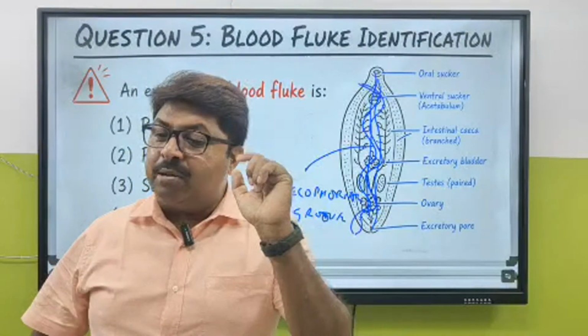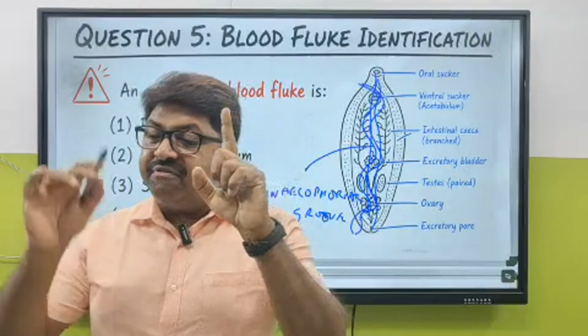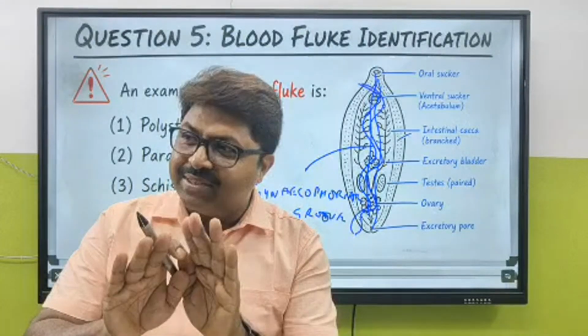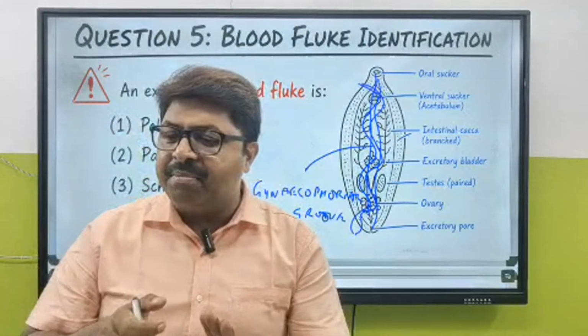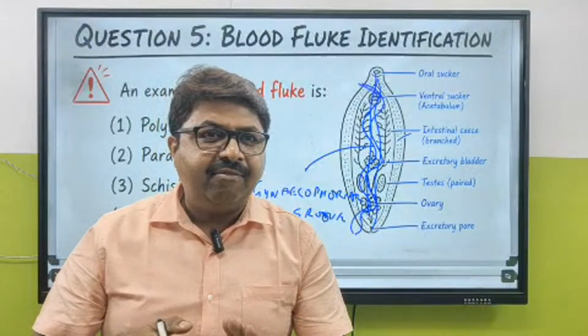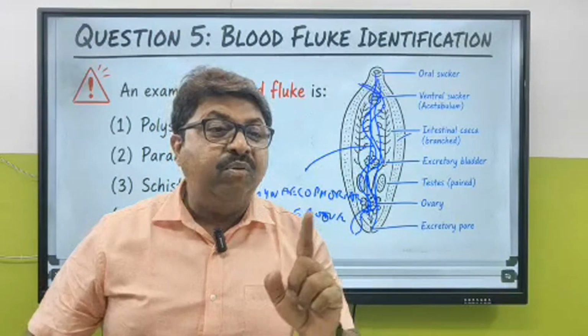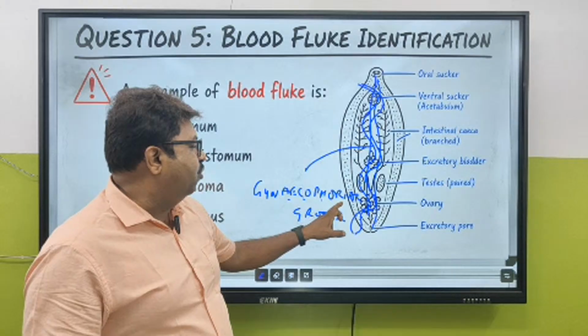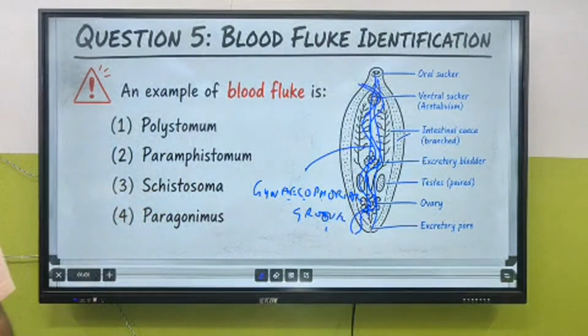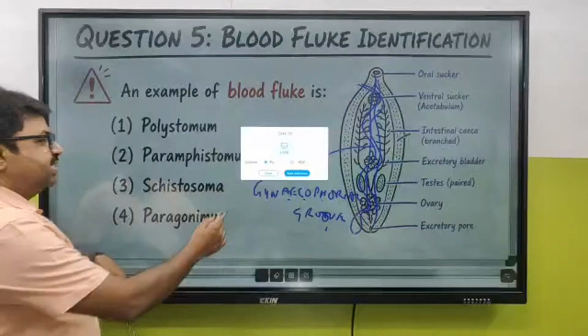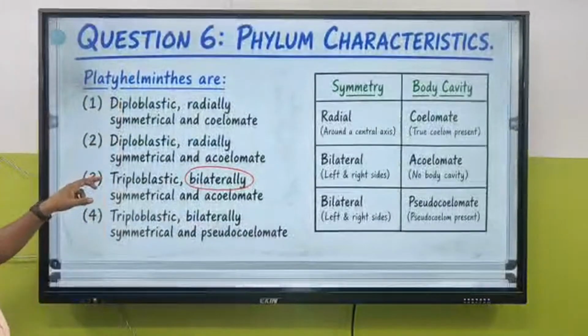In the blood fluke, the male body holds the long female body, inside a groove. Inside the groove, the female body remains. And the groove is called the gynecophoral groove, not required. But do you understand? Schistosoma is the answer.